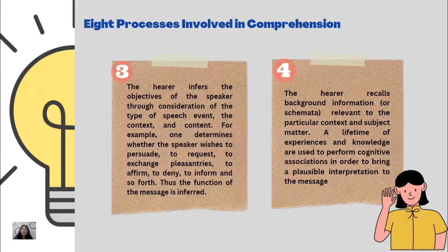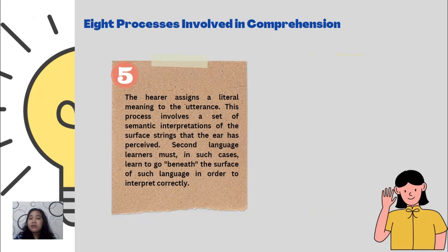For our fifth process, the hearer assigns a literal meaning to the utterance. This process involves a set of semantic interpretations of the surface strings that the ear has perceived. So, in many instances, literal and intended meaning match. For example, if one of your students walks into your office as you are madly grading papers and asks you a question, do you have the time?